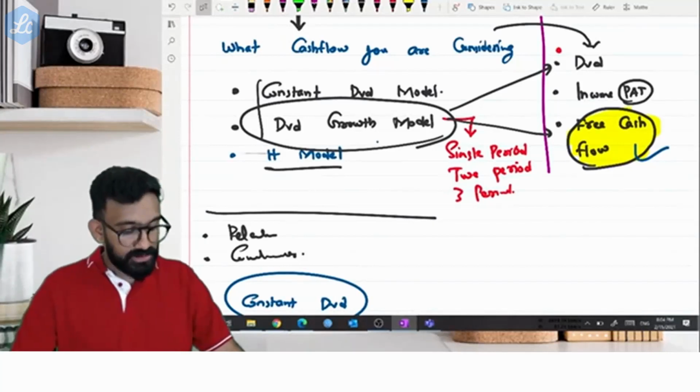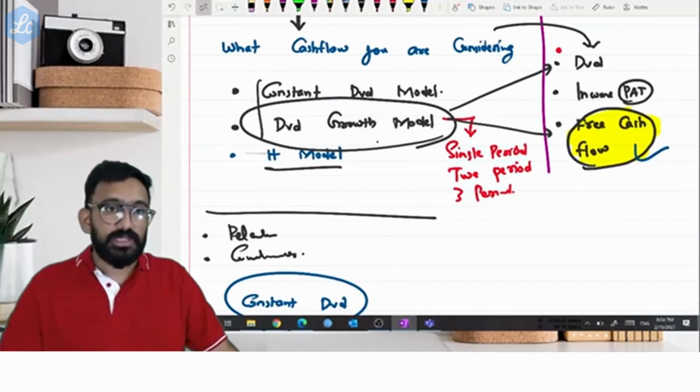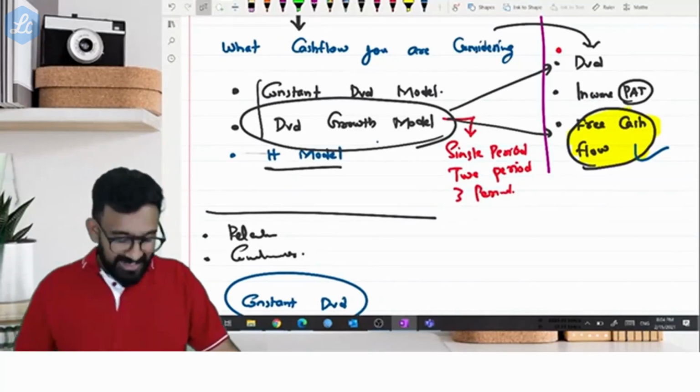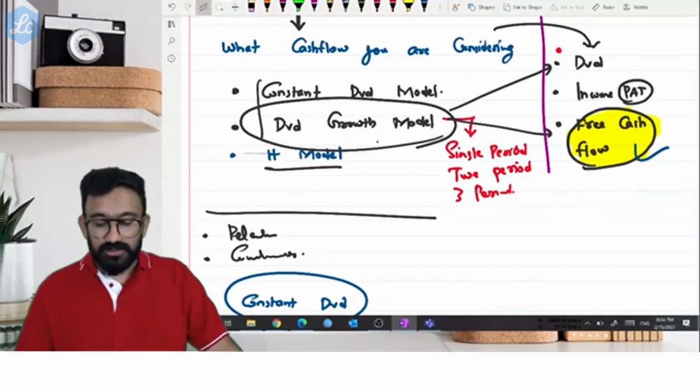Now, I have two questions. I have one question which is on free cash flow only. So I'll specifically answer for that particular student who had asked me that question.